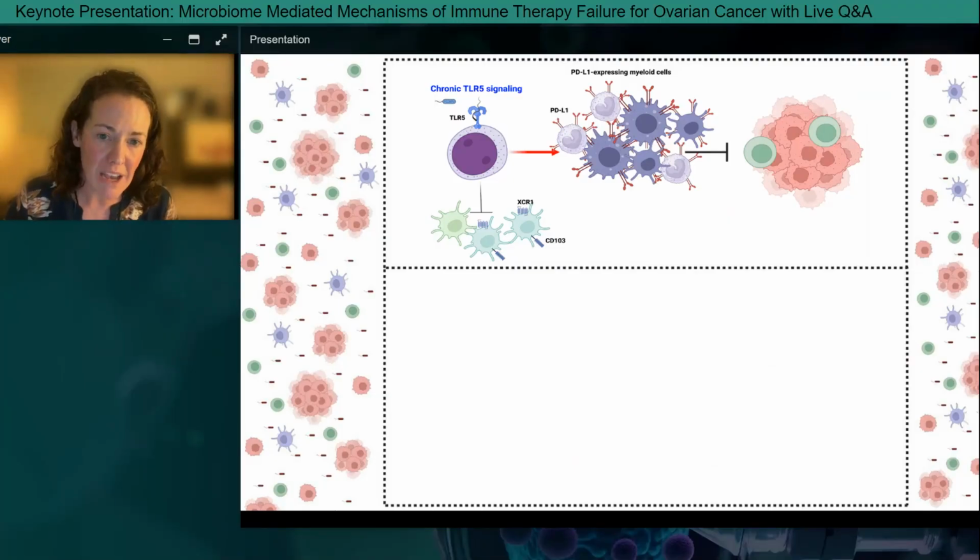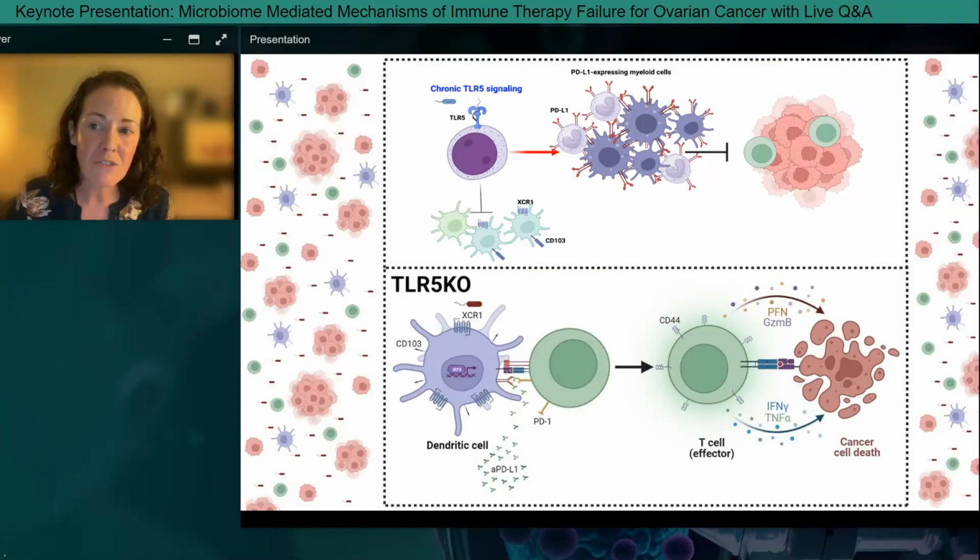leading to the expansion of these myeloid cells that are either immature or suppressive, leading to upregulation of PD-L1 at the expense of cross-presenting dendritic cells. This in turn impairs T cell function, leading to reduced response during immune checkpoint blockade. Because TLR5 deficient mice are not having this impairment, their cross-presenting dendritic cells are arriving into the tumor microenvironment.